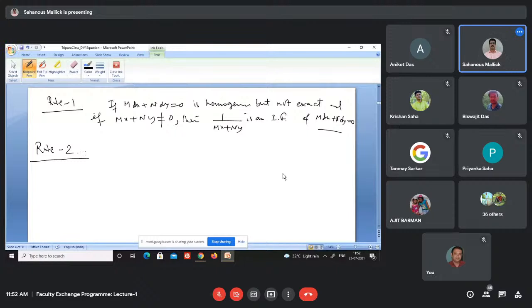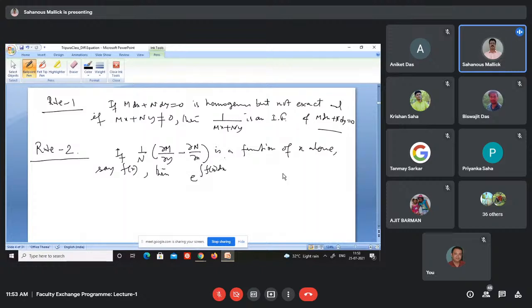Another rule, Rule 2: if 1 by N into (del M del y minus del N del x) is a function of x alone, say f(x), then e to the power integration f(x) dx is an integrating factor of the equation M dx plus N dy equal to 0.